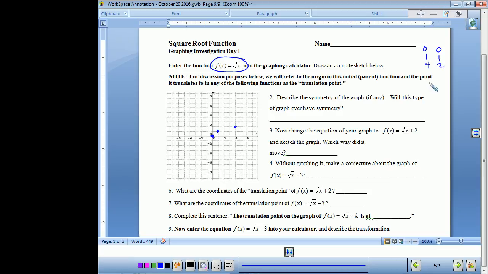9 is definitely in the square. And then 16. Yes. Okay, so our next one that we would do is 16. So when we're doing a square root, these are our moves. These are our moves from the translation point.